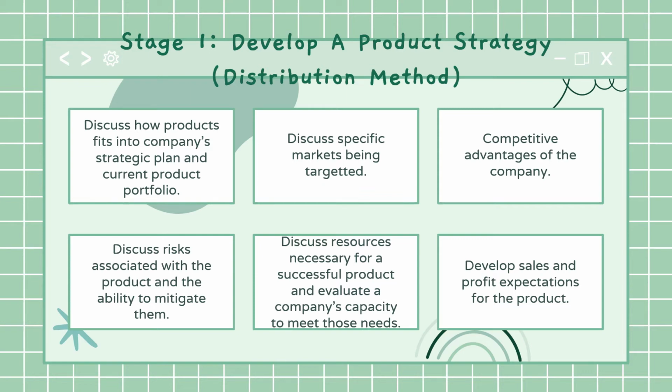The first one is to discuss how products fit into the company's strategic plan and current product portfolio. The second one is to discuss specific markets being targeted and competitive advantages of the company. The fourth one is to discuss risks associated with the product and the ability to mitigate them. Discuss resources necessary for a successful product and evaluate the company's capacity to meet those needs. And the last one is to develop sales and profit expectations for the product.